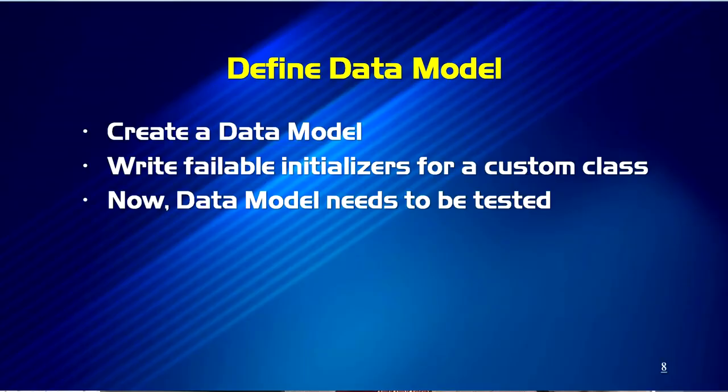As part of the data model, first of all we have to create a data model, and once we create a data model, we have to write failable initializers for a custom class. Once we write the failable initializers for the custom class, we have to test our data model. Once the data model testing is successful, then we can think of deploying on a beta basis before releasing the app for iOS in a full-fledged manner to the market.